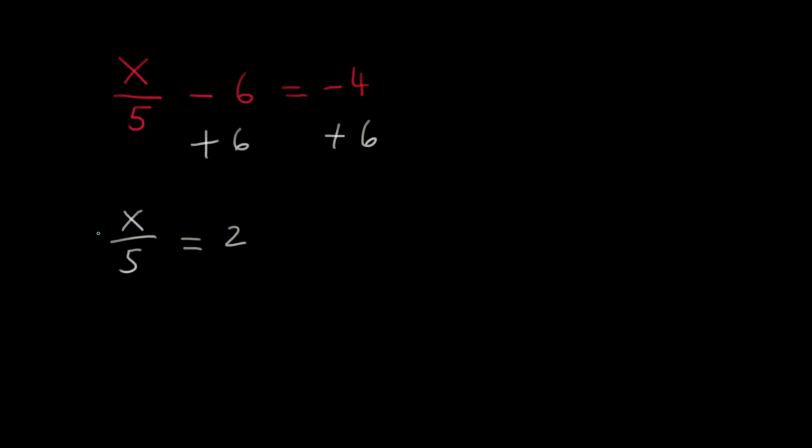Next, we need to get rid of the 5. We're going to multiply both sides by 5. The 5s cancel out over here, and we're left with x equals 10, since 2 times 5 is 10.